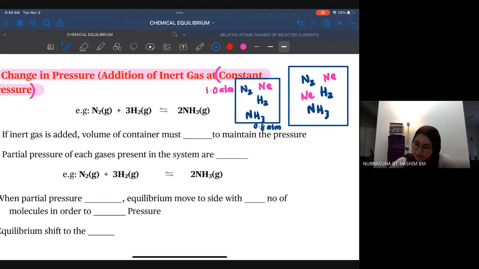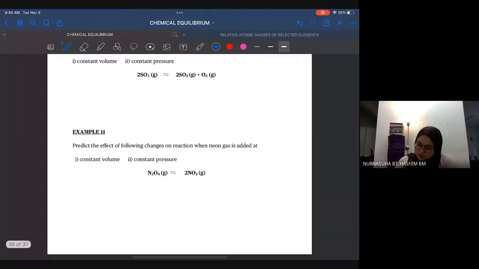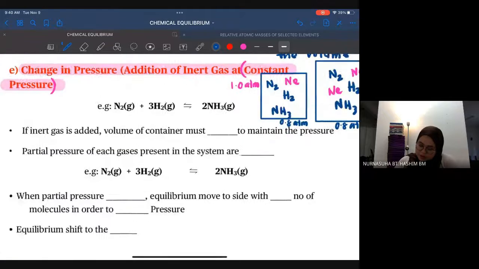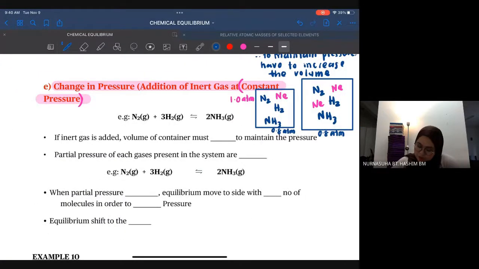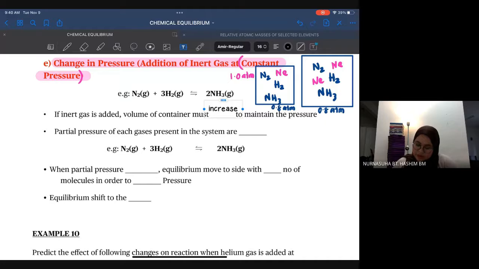Okay, so that my pressure is still 0.8 atm. So take note kat situ. To maintain pressure, you have to increase the volume. Okay, so this here, if inert gas is added, volume of the container must increase in order to maintain the pressure.